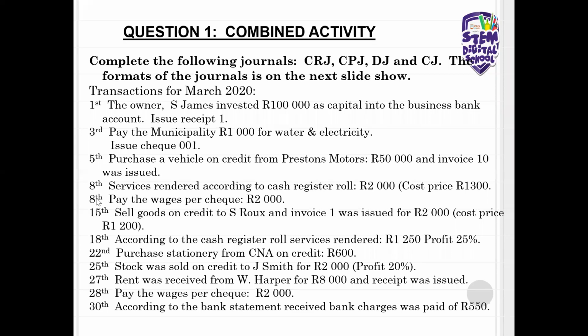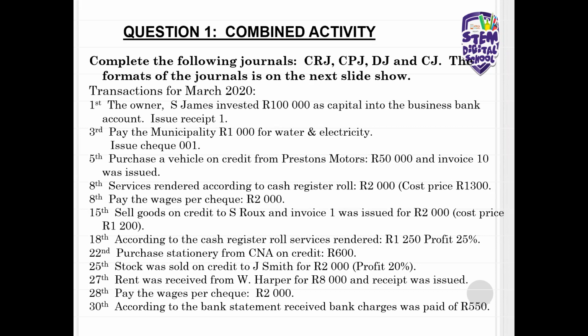Right, getting back to the transactions, the second one on the 8th, pay the wages per check, 2,000 rand. On the 15th, sell goods on credit to SRU, and invoice 1 was issued for 2,000 rand, the cost price 1,200. On the 18th, according to the cash register roll, services rendered of 1,250, and the profit is 25%. On the 22nd, purchase stationery from CNA on credit, 600 rand. On the 25th, stock was sold on credit to J. Smith for 2,000 rand, and the profit is 20%.